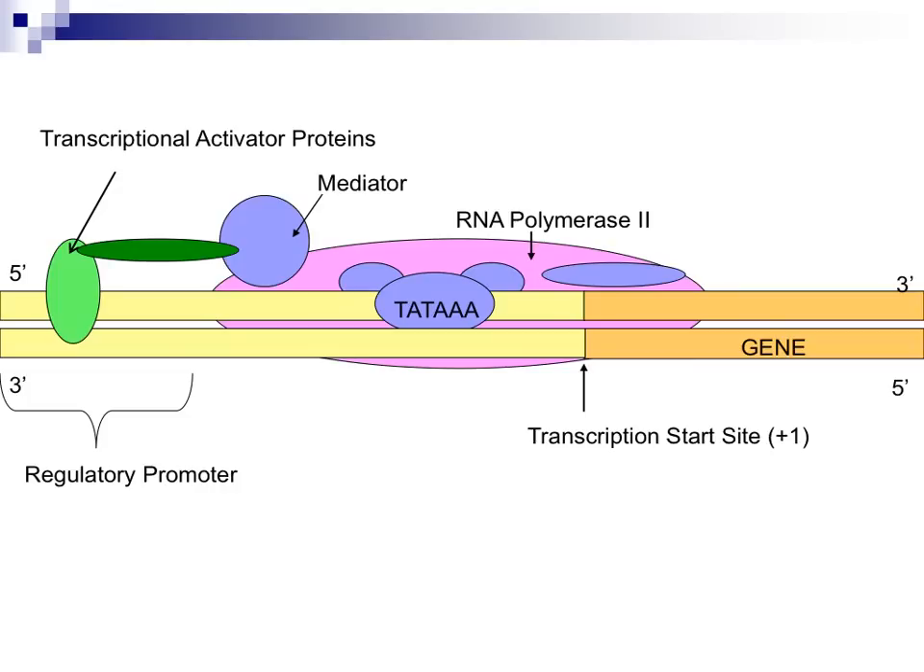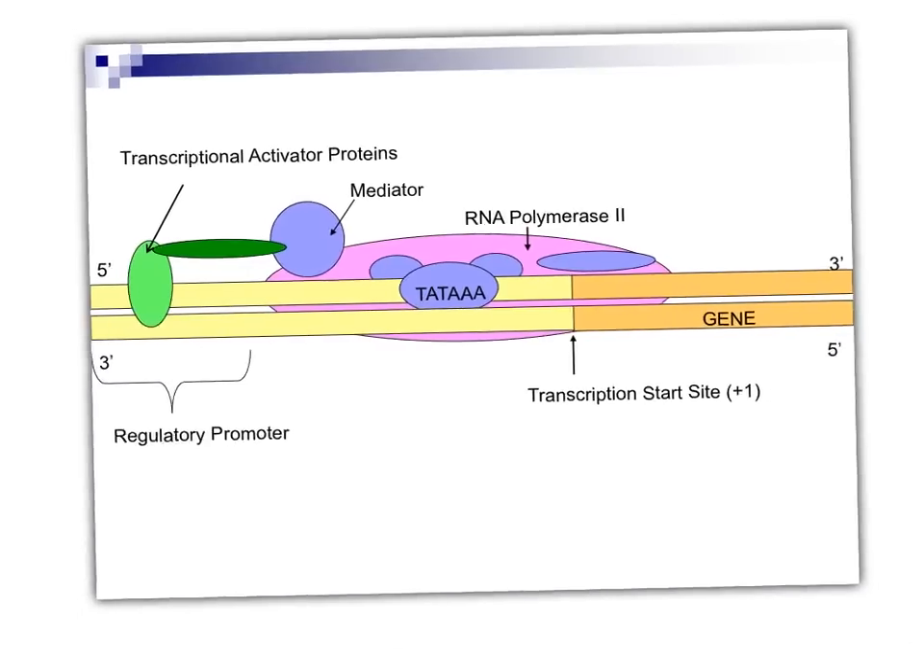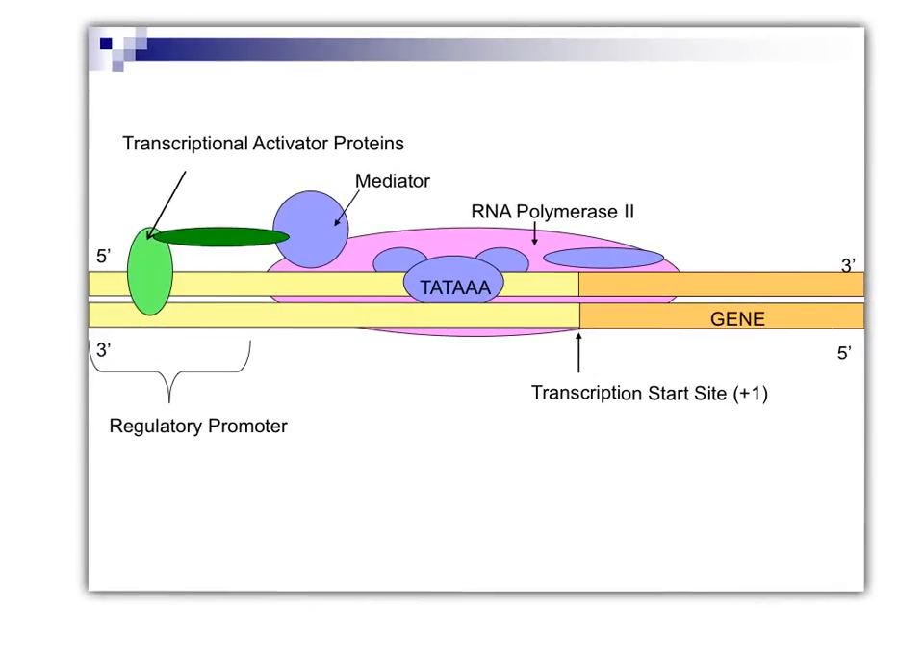So here we have a representation of the regulatory promoter and the core promoter. Now, the core promoter would be in this area here. Okay. Notice that's where all the transcription factors are binding. Okay. And here is the mediator as part of the transcription factors at the core promoter. The regulatory promoter is almost always upstream from the core promoter.